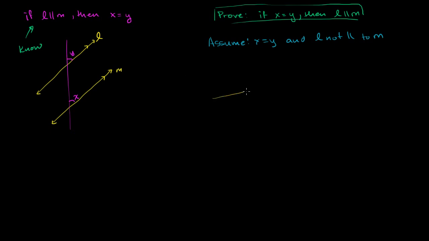So let me draw L like this. This is line L. Let me draw M like this. They're going to intersect. By definition, if two lines are not parallel, they're going to intersect each other. And that is going to be M. And then this thing that was a transversal, I'll just draw it over here. And then this is x, this is y. And we're assuming that y is equal to x. So we could also call the measure of that angle x.